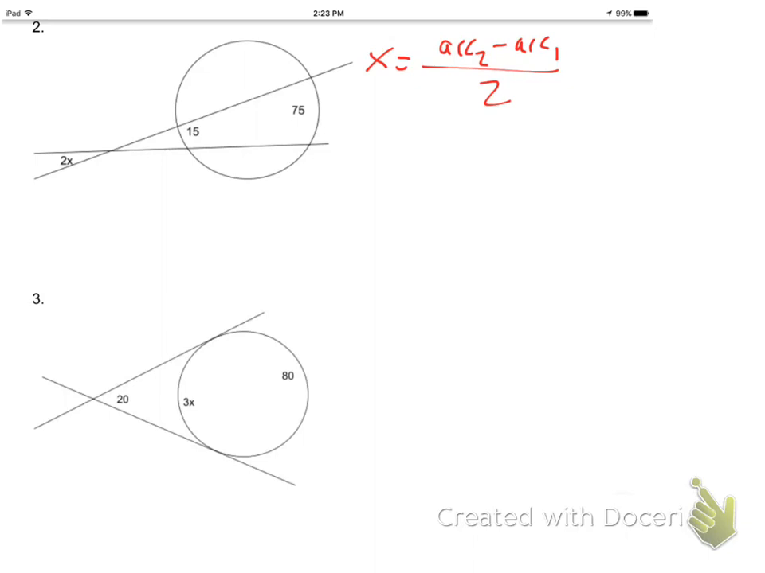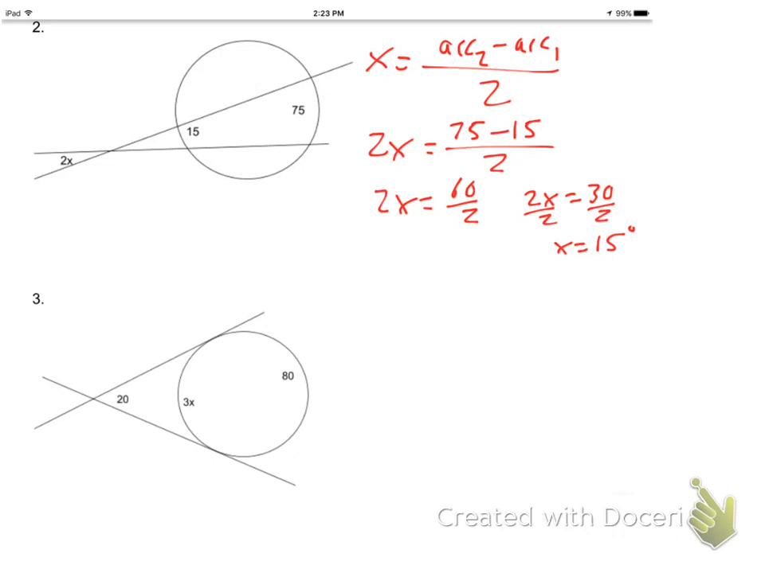So, x is not x anymore, it's 2x equals 75 minus 15, all over 2. 2x equals 30. And so x equals 15 degrees. Not too bad, right?